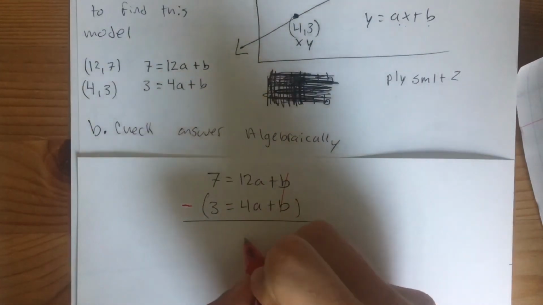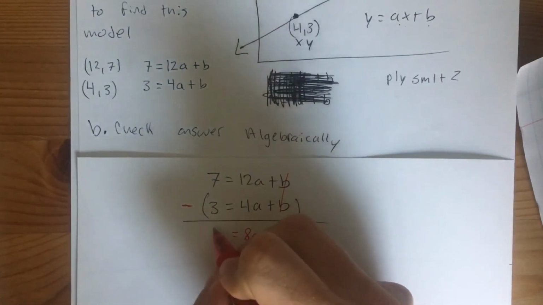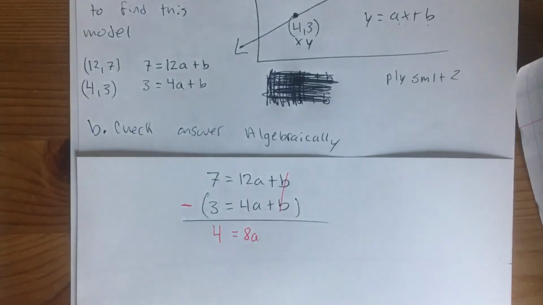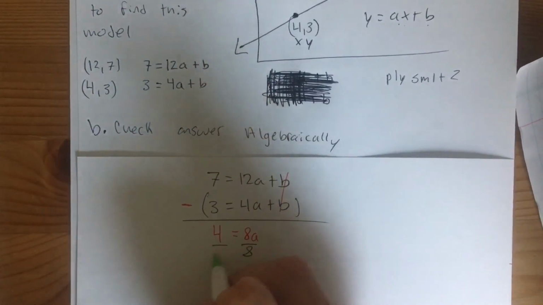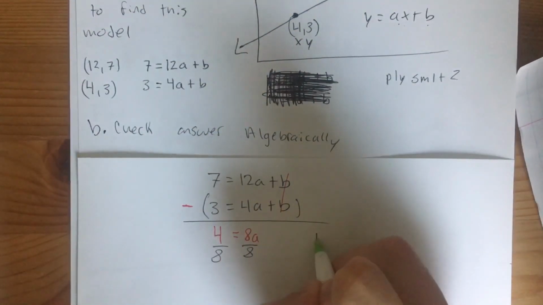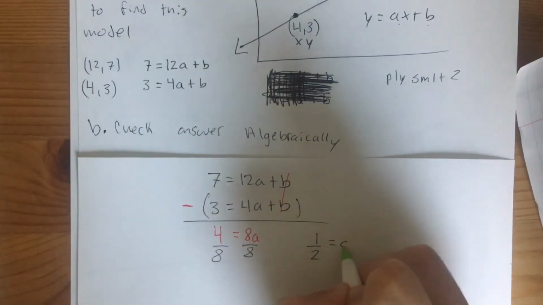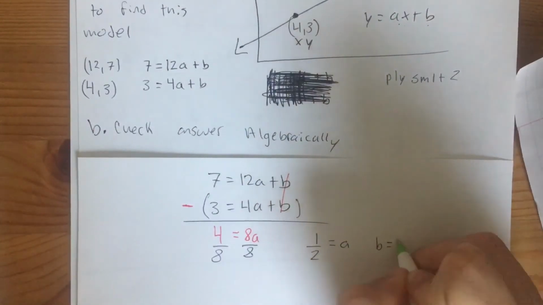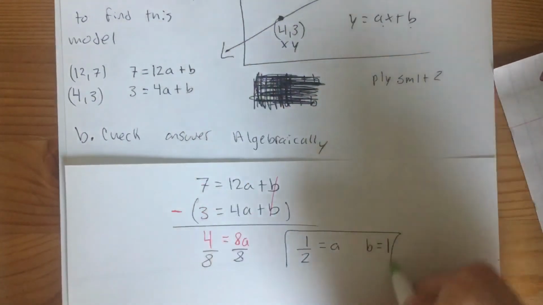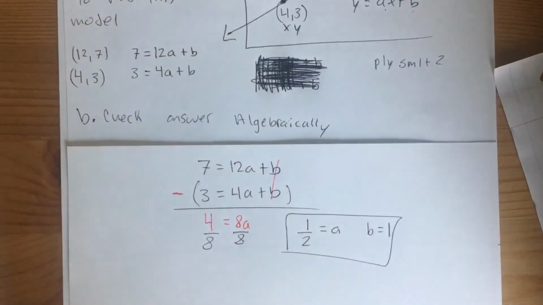12 minus 4a is going to give us 8a. 7 minus 3 is going to give us 4. So then 8 times what is going to give us 4? We're going to divide there. So we're going to get 1/2 equals a, or 0.5. And that means that b is going to be the value of 1. So you all can verify that using Polysmalt, but that's how you would check your answer algebraically.